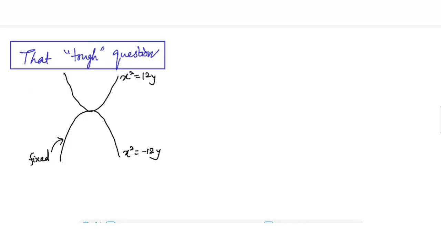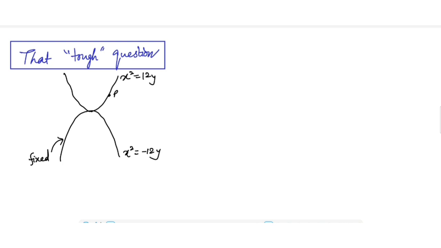Now let me come to that tough question which I told you. This question is no longer tough because I have already told the concepts that are involved. The question is: the bottom parabola is fixed while the top parabola purely rolls, or rolls without slipping, over this fixed parabola. We need to find the locus of the focus of this parabola.